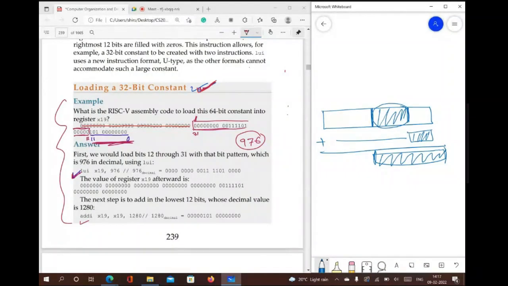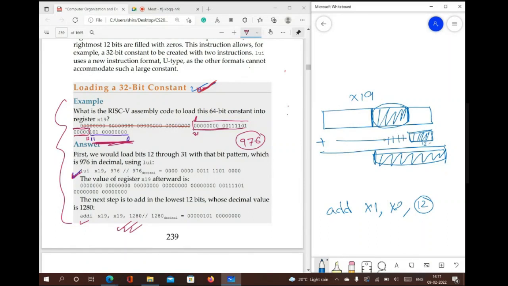But the problem here is, if in these 12 bits the 11th bit is 1, it means, because when we write an addi instruction with x1, x2 and then a constant, this constant is in 2's complement form, right? It can be either positive or negative. So if the 11th bit is 1, the value is negative. In that case, when you apply this addi, this is the content of register x19 and this is the constant, so these two are added. This constant is only 12 bits, but if it is a negative number, then the last bit will be 1.